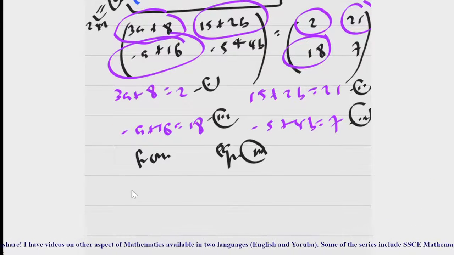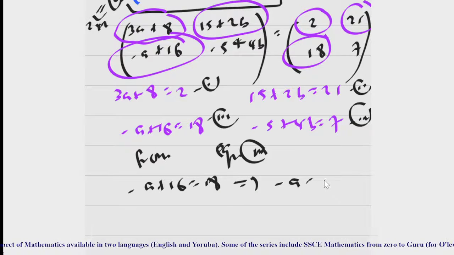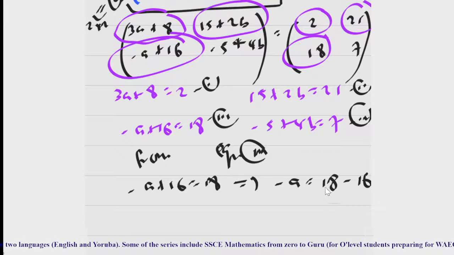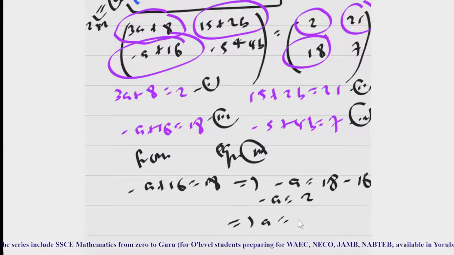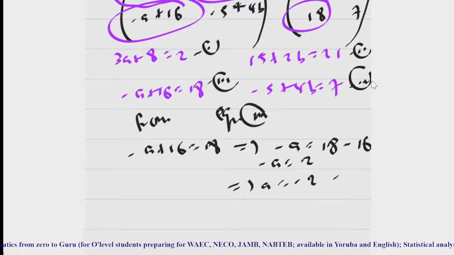So that's going to be what? Minus a plus 16 is equal to 18, which implies that minus a is equal to 18 minus 16. You understand now? So 18 minus 16, that will now be 2, which implies a is equal to minus 2. So likewise, from the last row as well, you understand now?